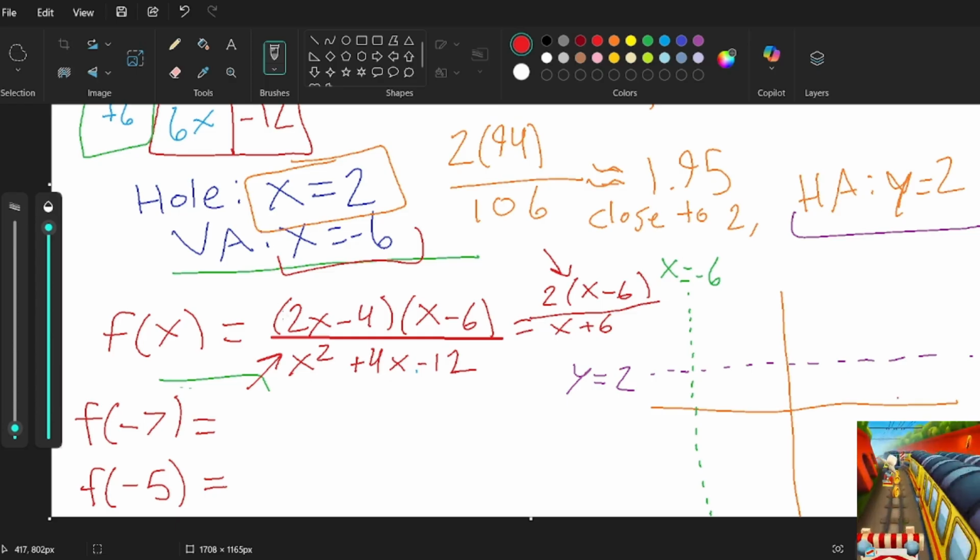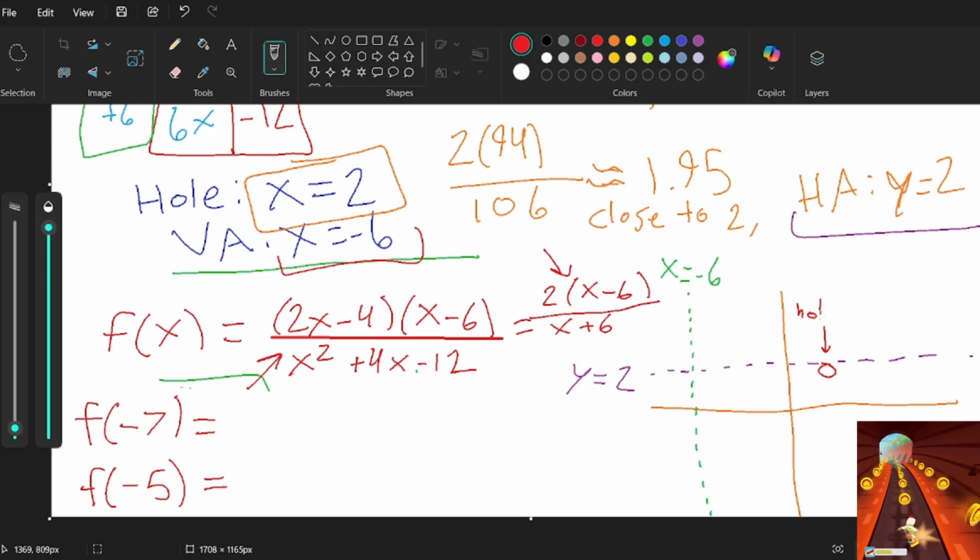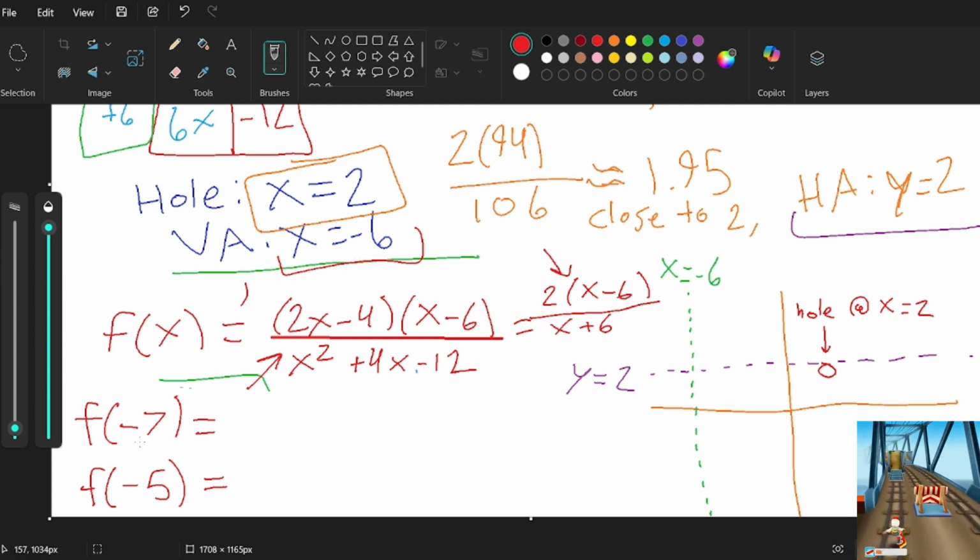Again, we had said that the x minus 2's cancel out, so they don't really matter, except for the fact that they gave us a hole at x equals 2. So I'm actually going to label that now. There's some hole over here. Hole at x equals 2. Wow, how magnificent. So when I plug in this -7, this -5, I know I'm jumping around quite a bit. My work ain't the cleanest.